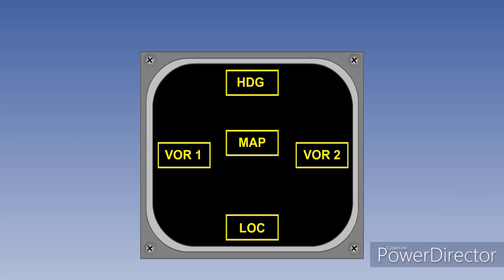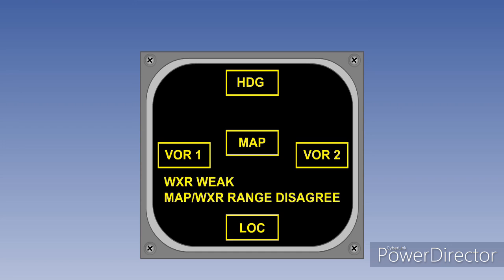Finally, let's look at failure enunciations. Should a signal from a data source fail, the failed data source will be highlighted or flagged in yellow. Here we can see failure enunciations of the heading, the localizer, the map display, and both VORs. Clearly, you would not normally expect to see all of these at once. This is a demonstration. In addition, faults may be displayed in message form on the EHSI display.